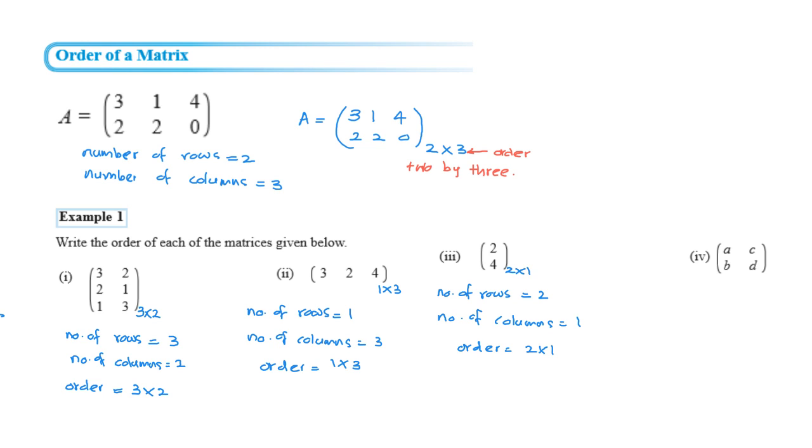Next one. Here you have number of rows 2. Number of columns, how many? That is also 2. Then order is 2 by 2. Always rows first.